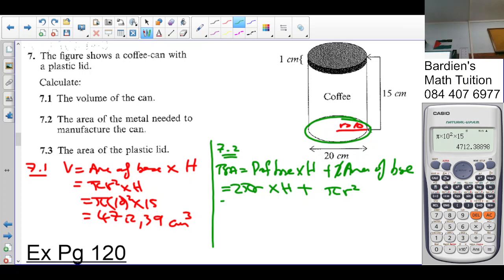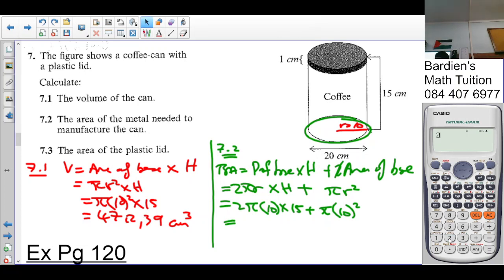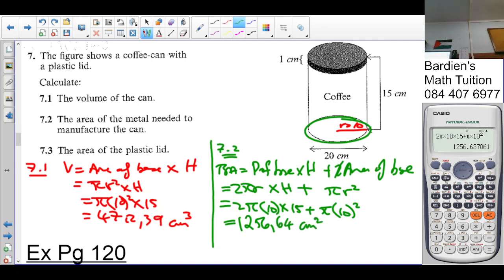Okay. There's going to be 2 pi, what's my radius? 10 times the height of 15 plus pi, the radius is 10 squared. So 2 pi times 10 times 15 plus pi times 10 squared. Can I give you 400 pi? Which is 1256.64 centimeters squared.